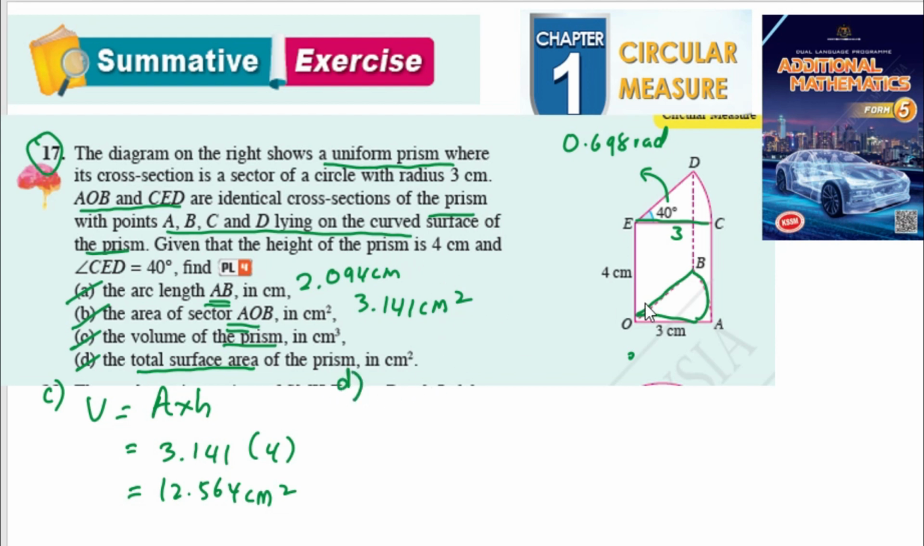Now, the total surface area of the prism. Part d, the total surface area is equal to 2 times the area of the sector, plus, we see here we have 1, 2, 3 surfaces plus another 3 surfaces. The first surface here is equal to 4 times 3. And then another surface back here, you see here, height is 4, and this one is also 3.